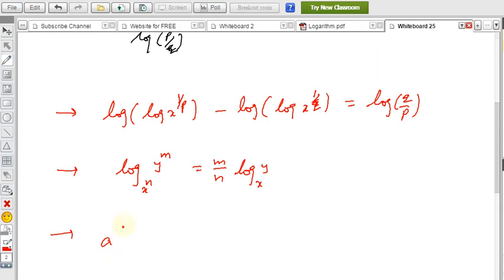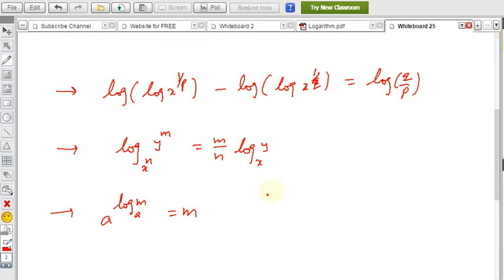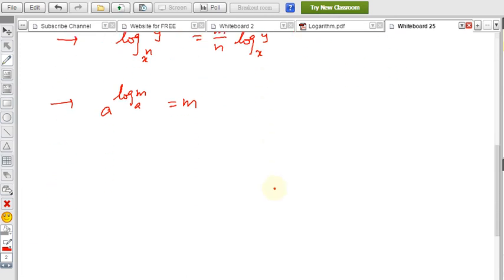Then a to the power log m to the base a. Now that is m. I said one formula a little like this. So these are the main important properties we'll use in logarithms. Then if there is no base, we can take 10 as the base in examination.